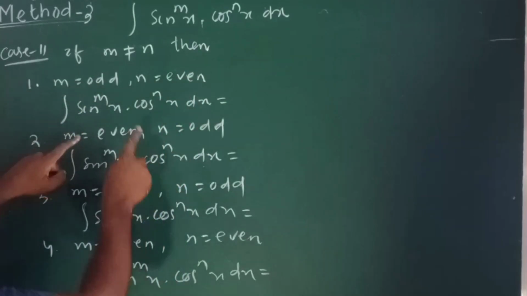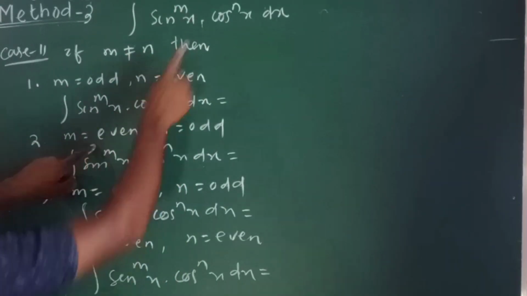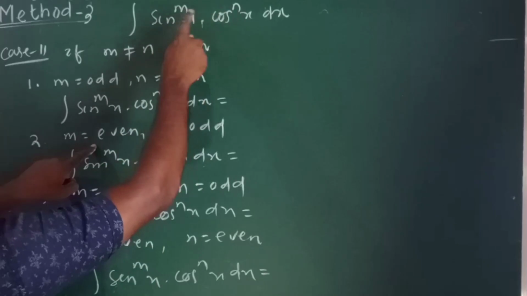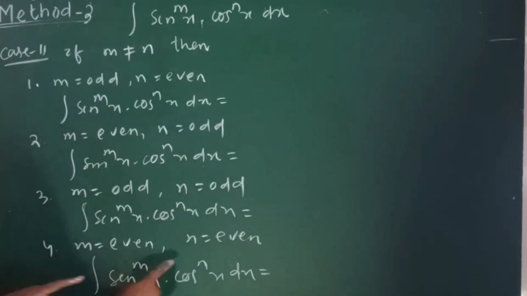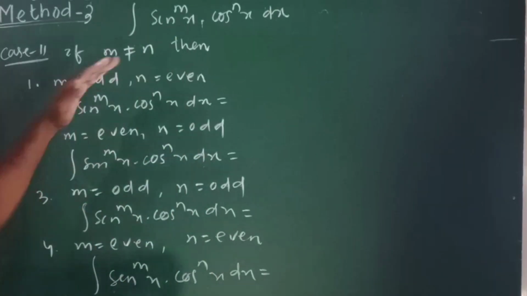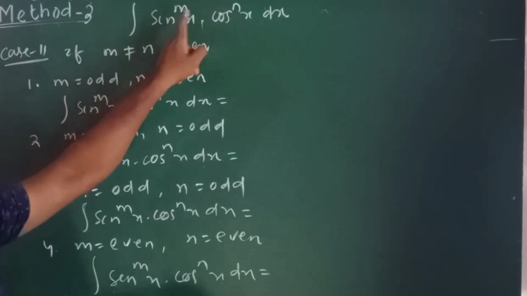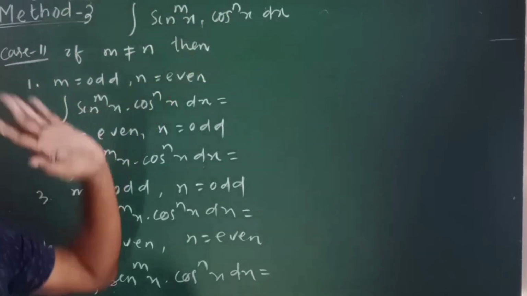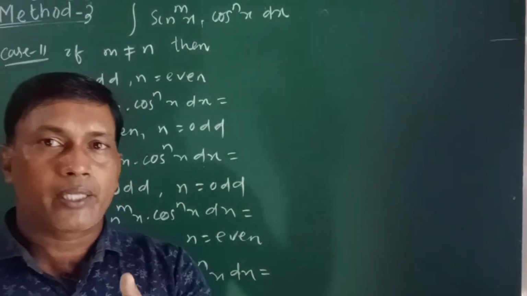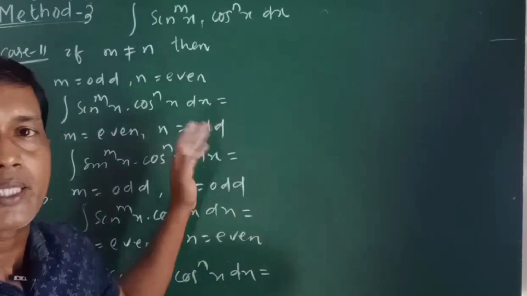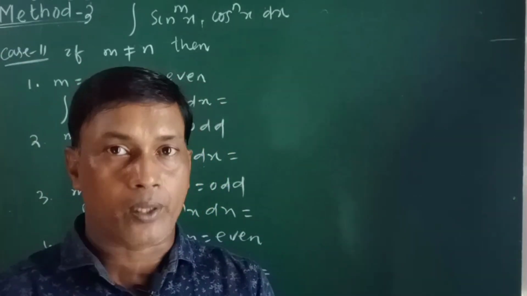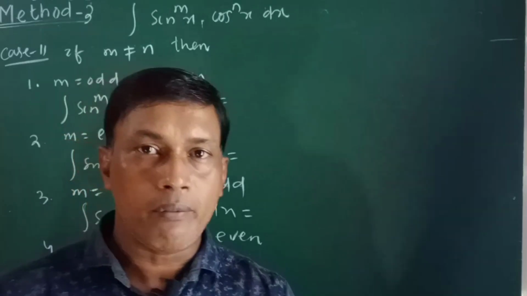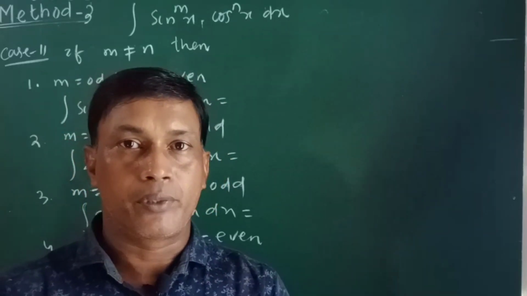Case 2 is m is even, n is odd. Or even odd. Third case is both are odd, and fourth case is both are even. These are the 4 cases: odd, even odd, odd, even. So look at here, one important thing is don't look over these 4 cases, only remember one thing. If you find the power is odd, simply separate one factor from the rest of the integrand.